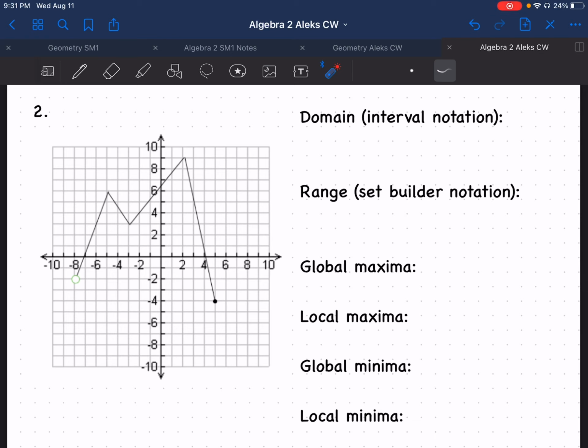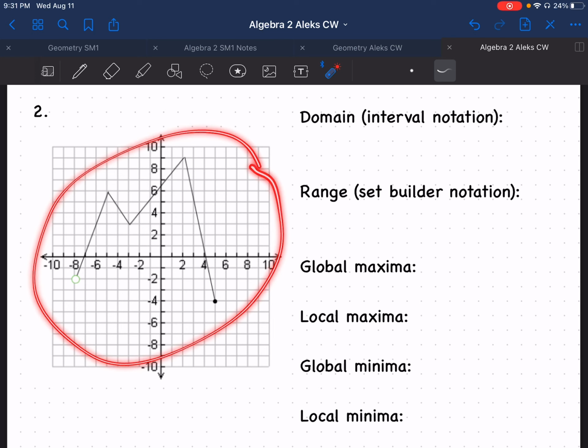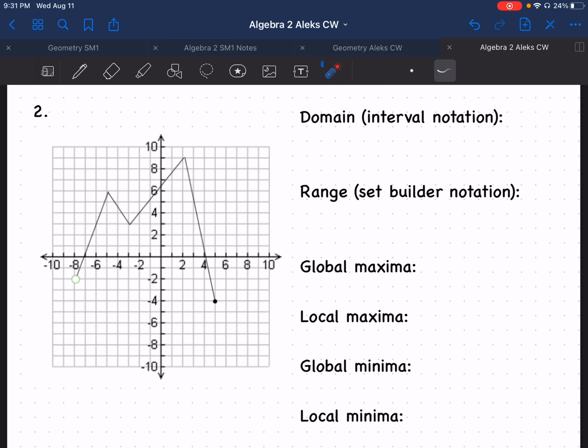You will be given a graph similar to this, and you're going to be asked for domain, range, global maxima, global minima, and local minima. You will be asked to do one in interval notation and the other in set builder. Please make sure that you read. All right, here we go.